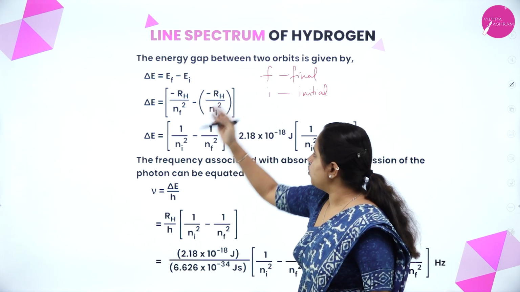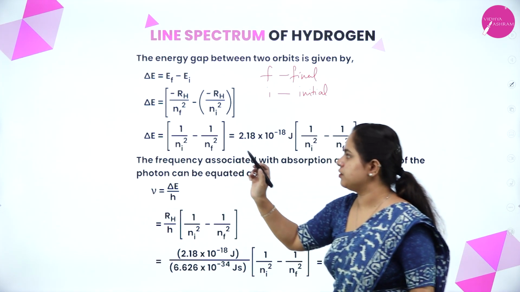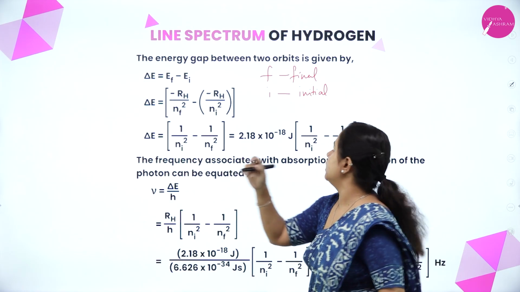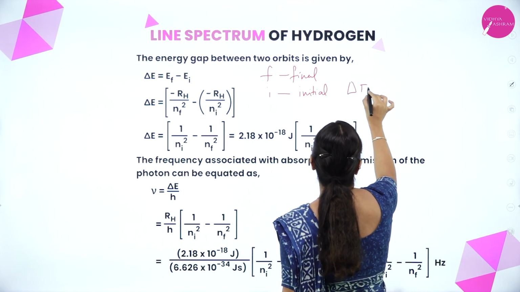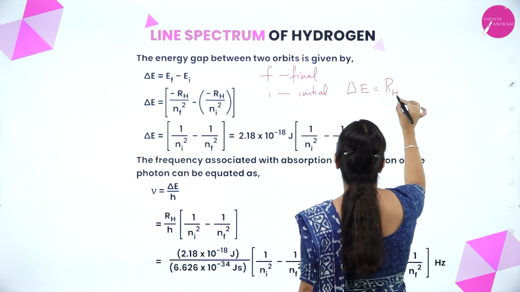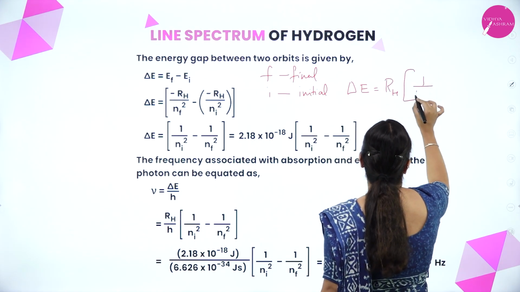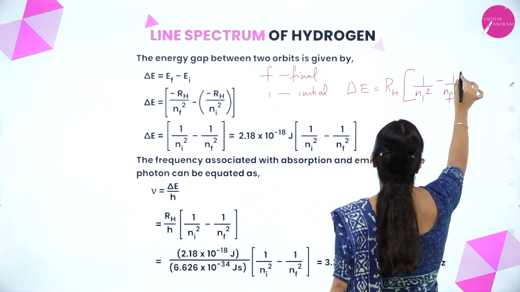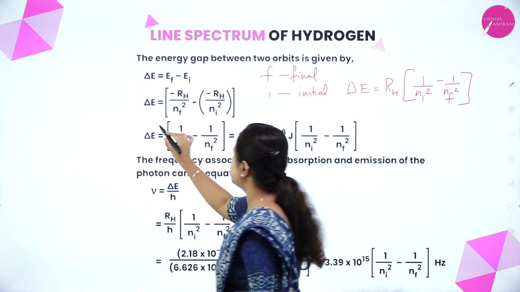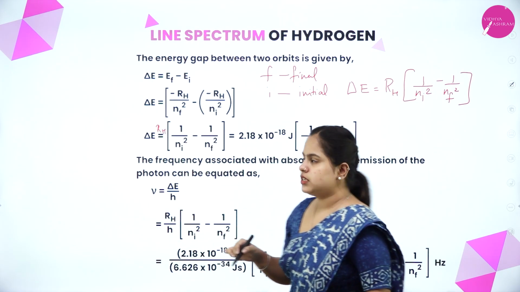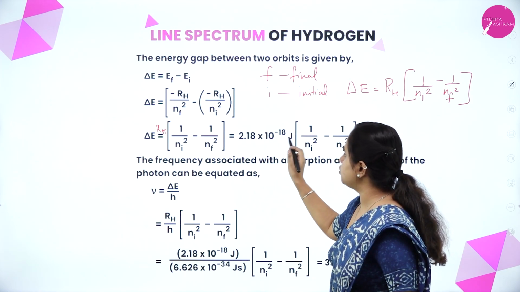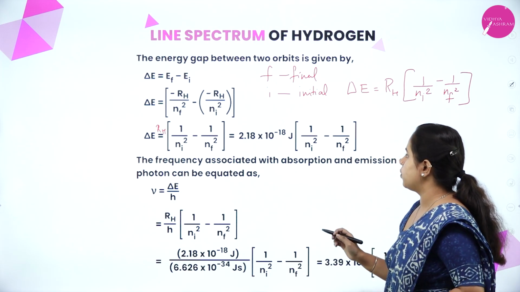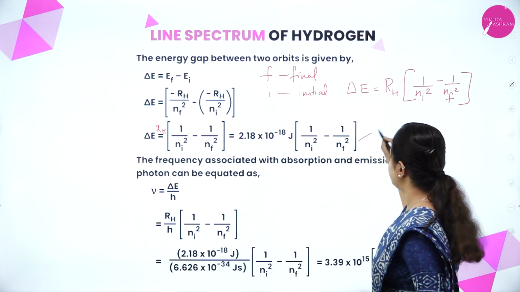Clear? So when you rearrange this, the final equation will be delta E is equal to, so from both of these RH can be taken outside, right? So what will be my equation? Delta E will be equal to RH into 1 by NI square minus 1 by NF square. Clear? Yes, RH can be taken outside. So that will be equal to 2.18 into 10 to the power minus 18, that is the RH value, into 1 by NI square minus 1 by NF square. So I hope this is clear.